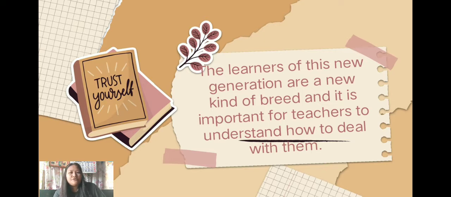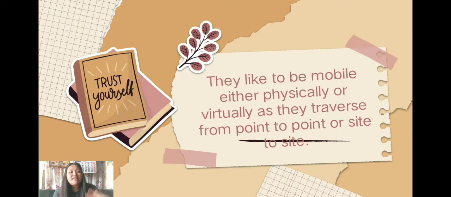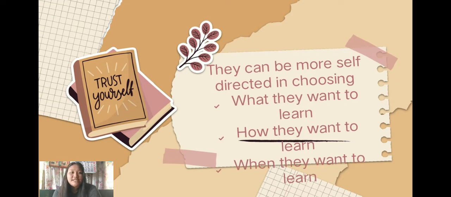They like to connect themselves to social networking sites because they like to be mobile physically or virtually as they traverse from point to point or from site to site. For example, they are spending their time on Facebook and then they suddenly open their Twitter account, their Instagram, Litmatch, YouTube, Spotify, TikTok, and so many more. They are spending too much of their time in a digital social environment, although they can be more self-directed in choosing what they want to learn, how they want to learn, and when they want to learn.